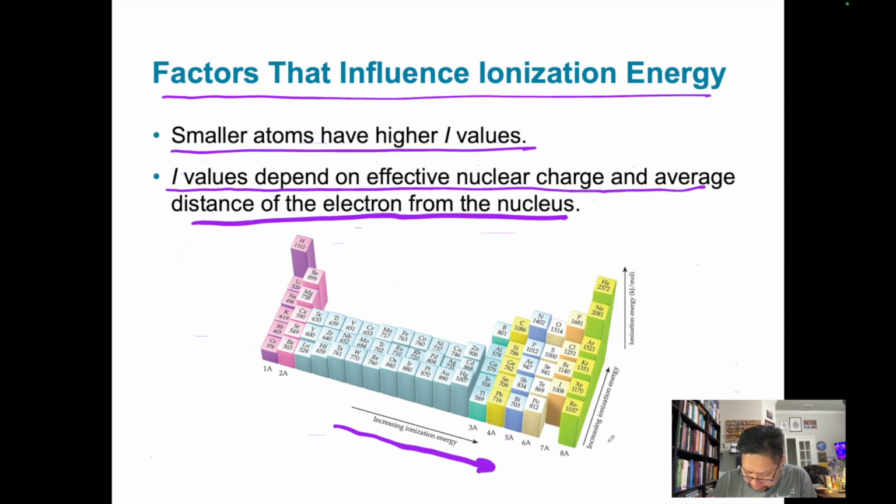And as you go from bottom to top, the ionization energy also increases, right? And so things like fluorine and chlorine and neon, of course, all those guys, they'd rather not give up an electron, so they have very high ionization energies, right? Very high ionization energies.